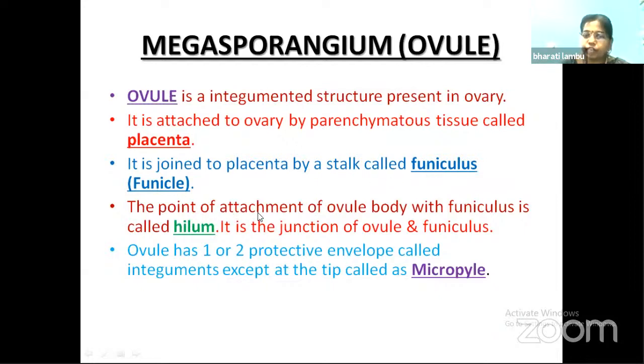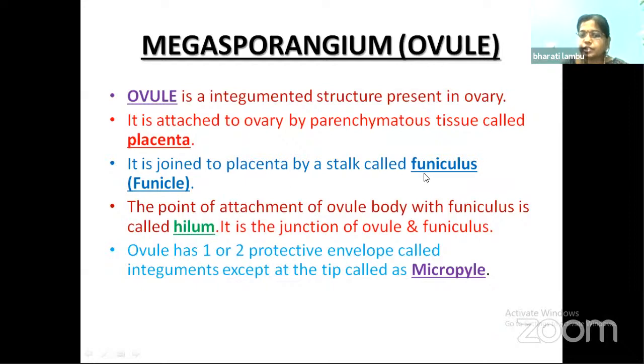The point of attachment of the ovule body with the funiculus is called the hilum. If you see the ovule, there are two parts: one is the stalk, one is the body. The stalk is called the funiculus, and the area where the body of the ovule is attached to the funiculus is called the hilum. It is nothing but the junction of the ovule and the funiculus.